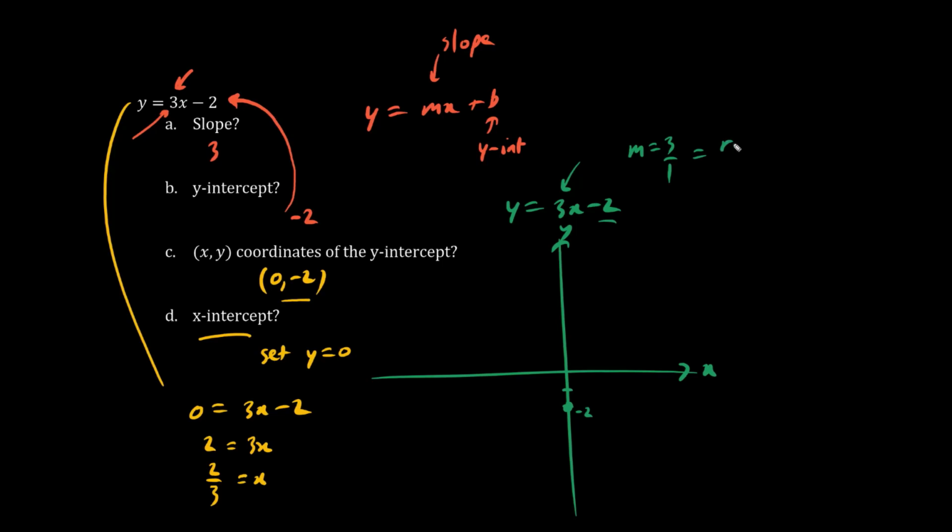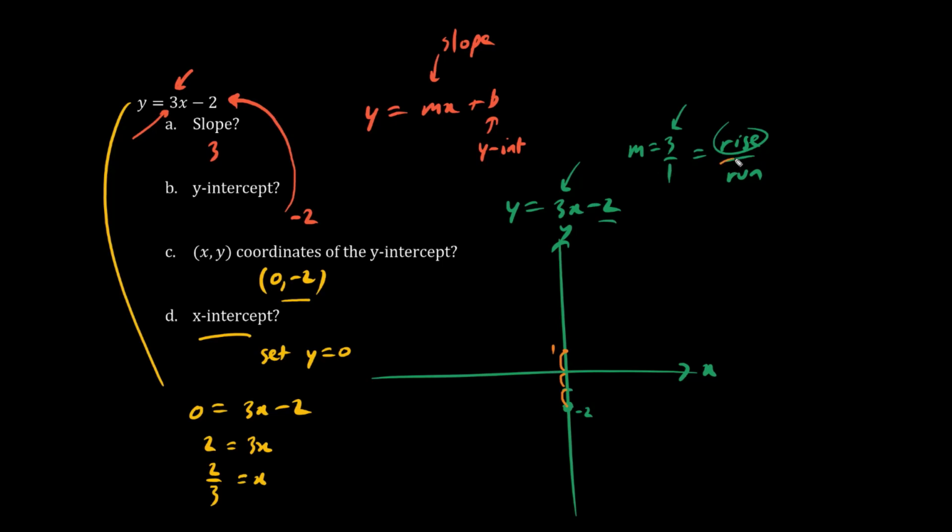And we learned that the slope is rise over run. The word rise means we either go up or down. +3 means we go up 3 units. So from this initial y-intercept, we go up 1, 2, 3 units. So we end off at the y value of 1.